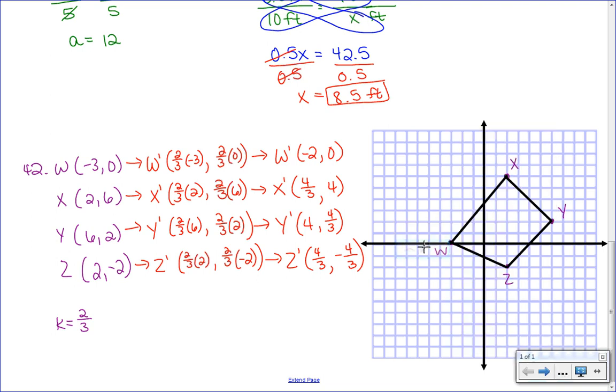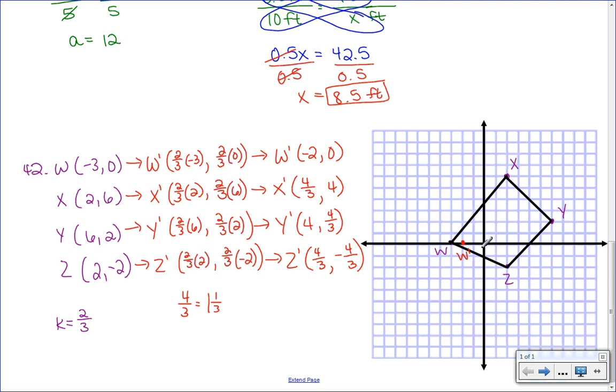And now let's graph the dilation. So W is at -2, 0. There's W prime. And to graph X prime, we need to know what 4/3 is, because this doesn't automatically tell me exactly where to go on the graph. Since 4/3 shows up a few different places, let's change 4/3 to a mixed number. So 3 goes into 4 once, 1 remainder, so 1 1/3. Okay, that's much easier.